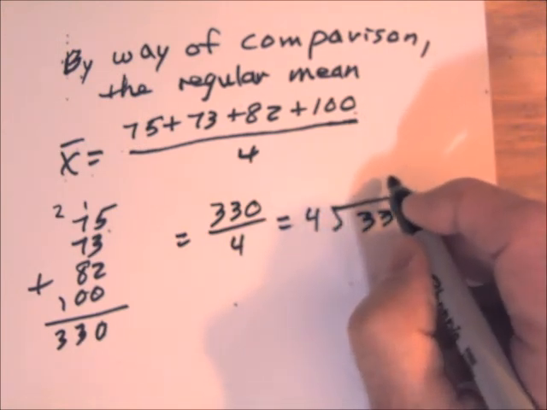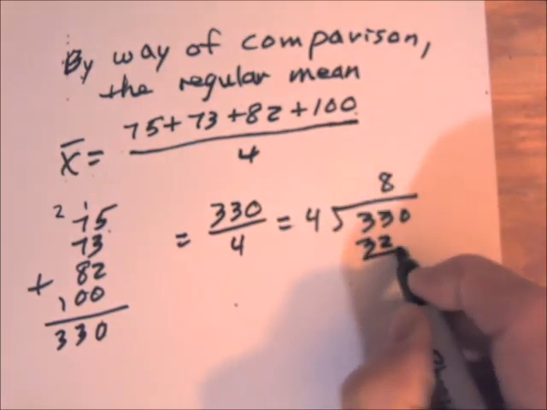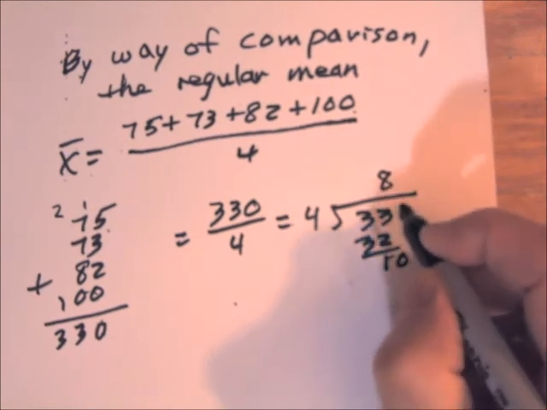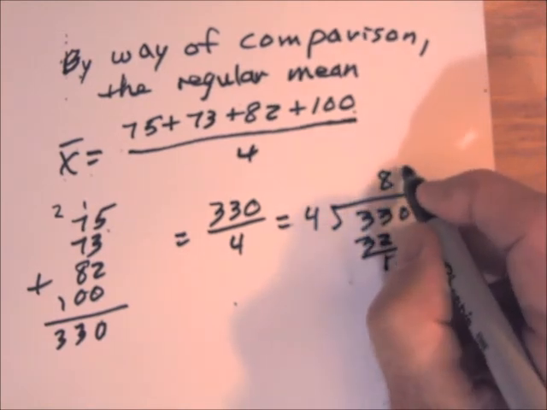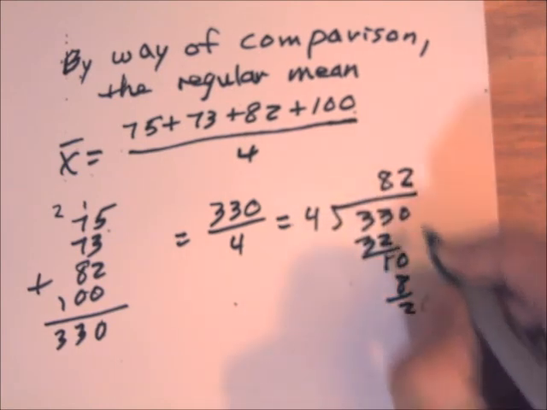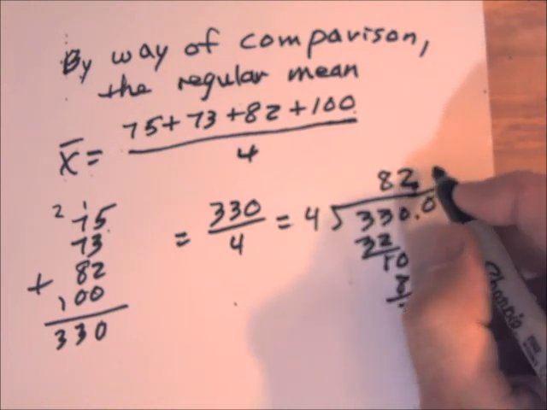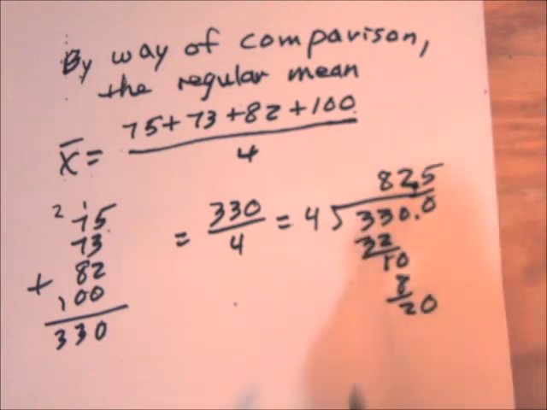4 doesn't go into 3, 4 into 33 goes 8 times. 8 times 4 is 32, subtract, 1, bring down the 0. 4 into 10 goes 2 times, 2 times 4 is 8, remainder 2, bring down the 0, and 4 into 20 goes 5 times. So the regular mean would be 82.5. The weighted mean, if the final exam is weighted double, would be 86. And that concludes this presentation.